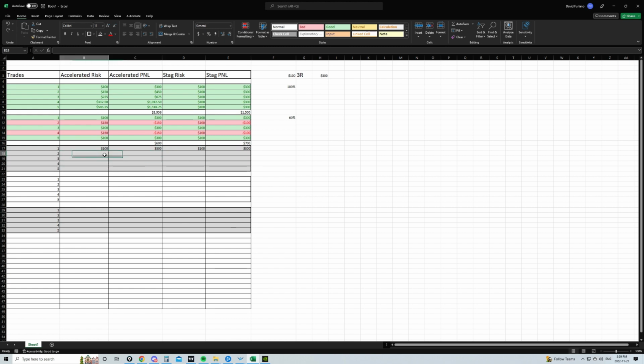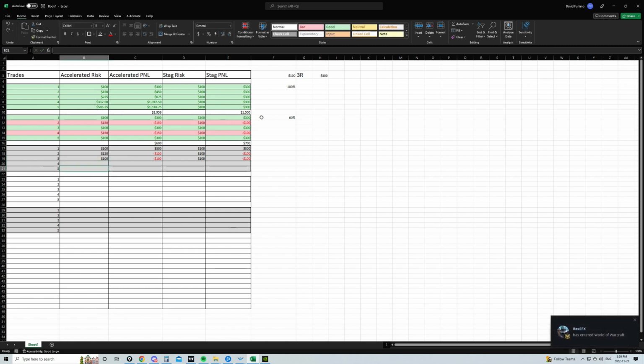Now, what happens on the next trade? We will risk 150 and we will lose 150. In this case over here for the stagnant, we'll risk 100 and we will lose 100. Now let's continue with this. What are we risking now? We're risking 100 because we lost the trade on the accelerated risk profile. We have to dump back down to our stagnant risk. Well, now let's say we lost this trade as well. Okay, we risk 100 and we lose 100 on both sides.